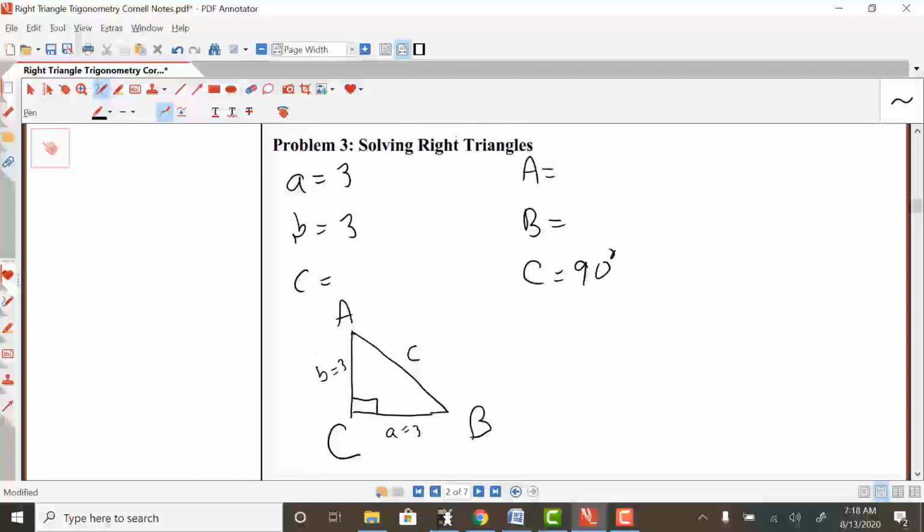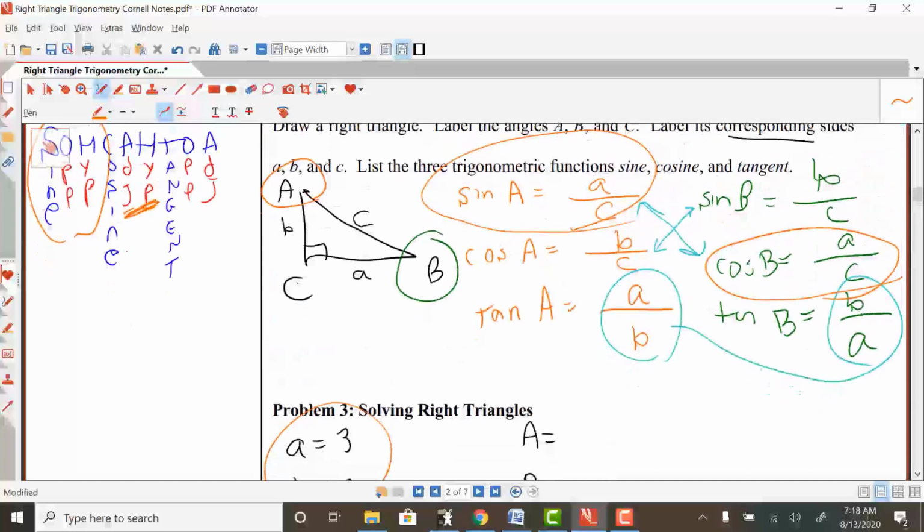You can't use the trick A plus B plus C equals 180 because we are missing two. You'll know that A plus B is 90 degrees at the end because if these two are complementary and you add them to 90, then you get the 180. So what can we do? Let me suggest the following. Since I have two sides, I want to find out an angle. Let's find out one of the angles. So, what trigonometric ratio has both A and B?